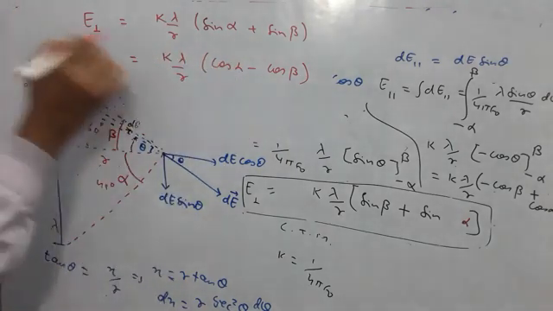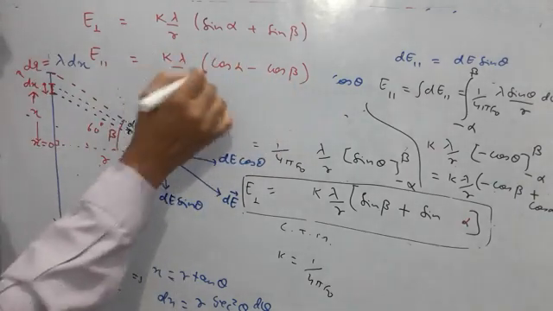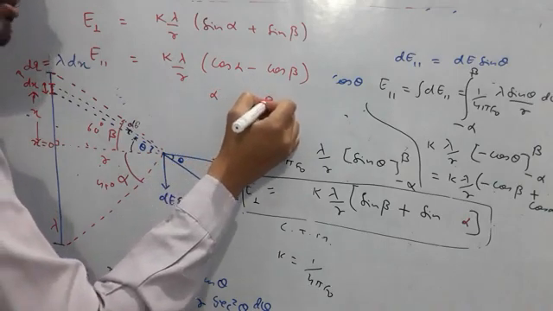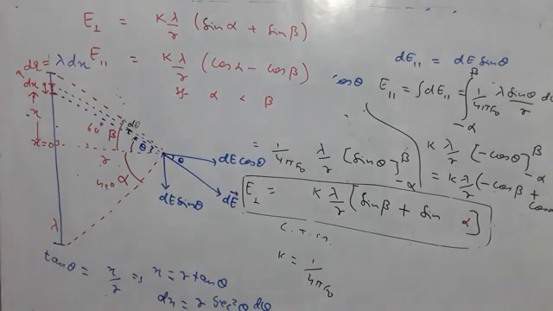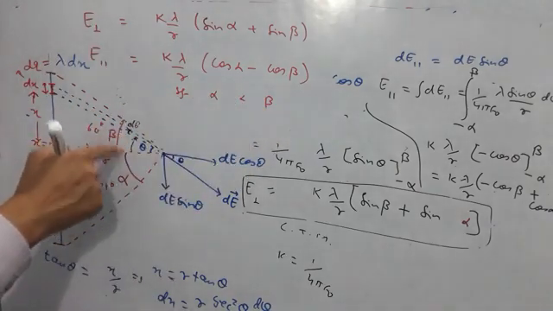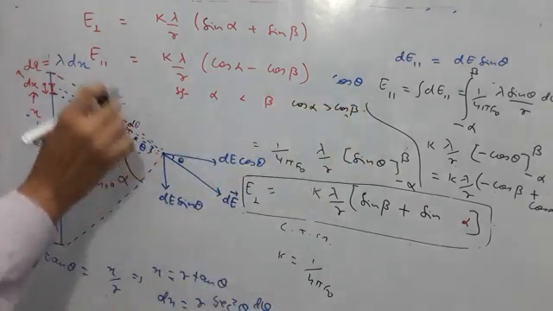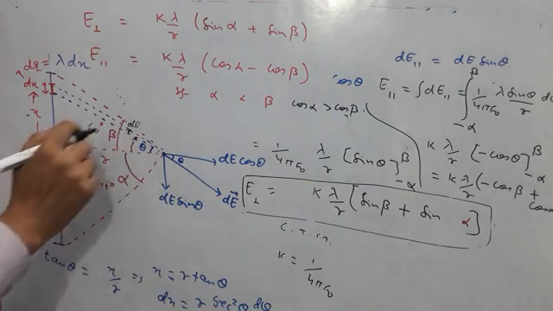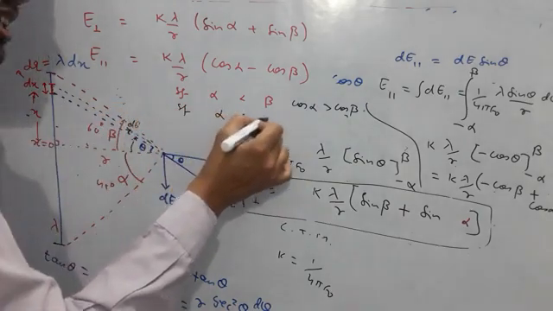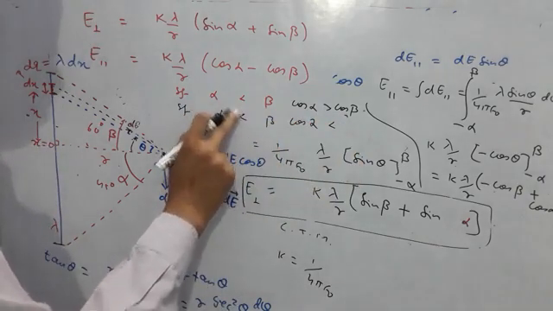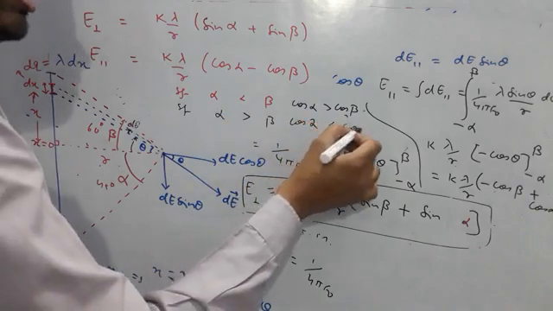You know, students, cos alpha will be greater than cos beta if alpha is smaller than beta. If alpha is smaller, for small angles cos value is large. For example, cos 0 is 1 but cos 90 is 0. If alpha is less than beta and both of them are acute, then cos alpha will be greater than cos beta. Then electric field parallel component will be in this particular direction. But if alpha is greater than beta, cos alpha will be less than cos beta.